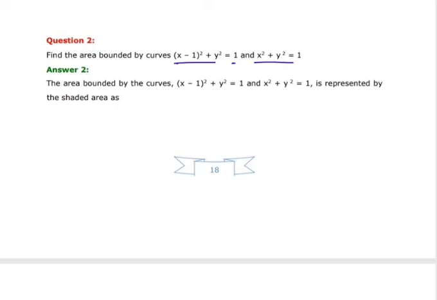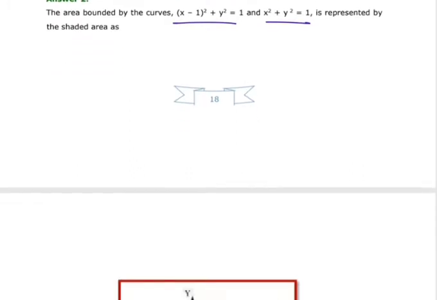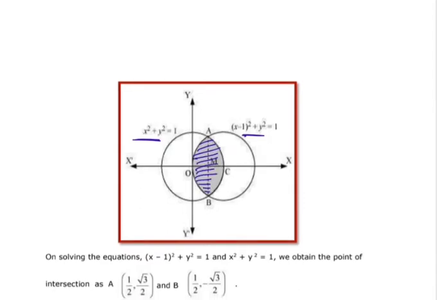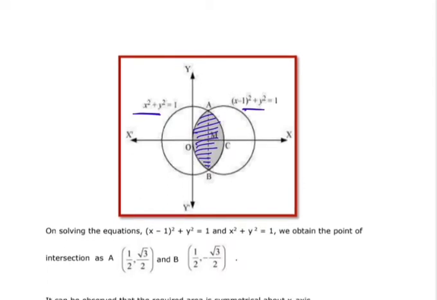So let's see the area bounded by the curve x minus 1 whole square plus y square equals to 1 and x square plus y square equals to 1 is represented by the shaded area. Let's see here. So both are the circles here. It is x minus 1 whole square plus y square equals to 1. It is x square plus y square equals to 1. So the shaded region what we are seeing in the figure, which is nothing but our what? The bounded region, this region. Right? So it is taken as O, C, B, a point of intersections.